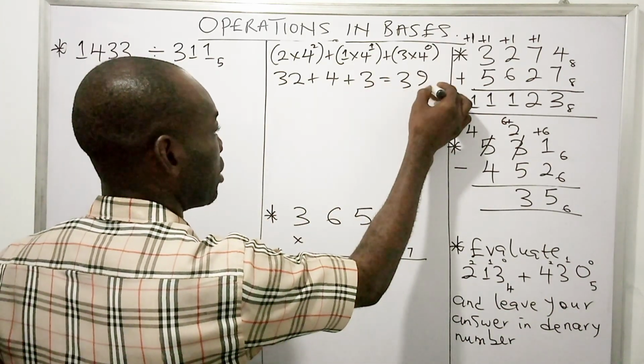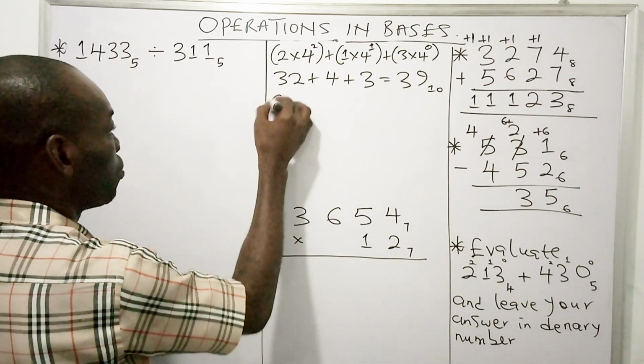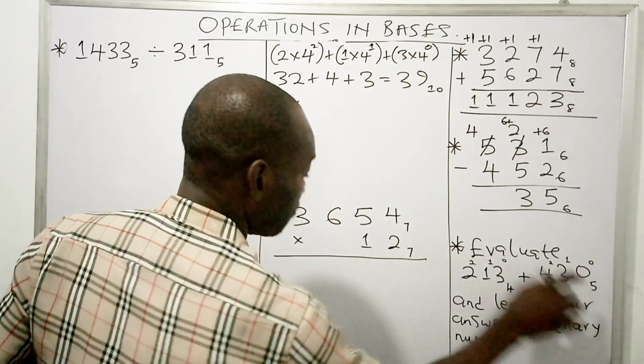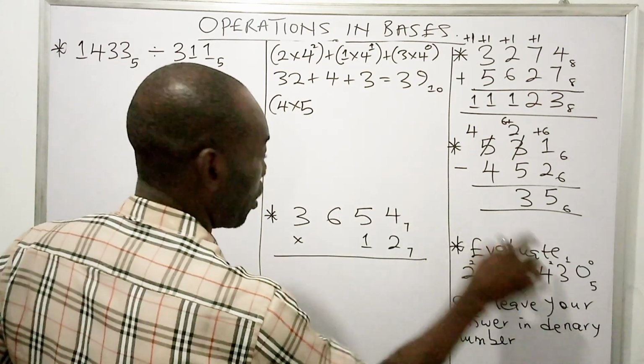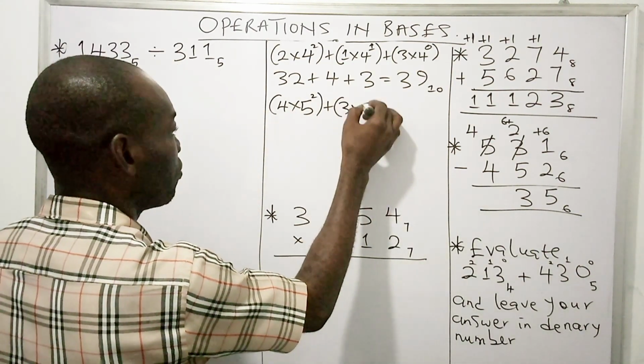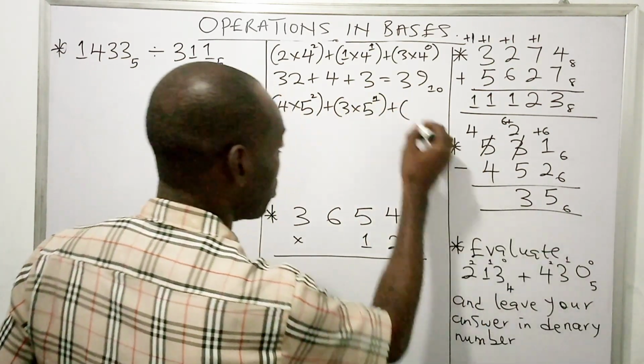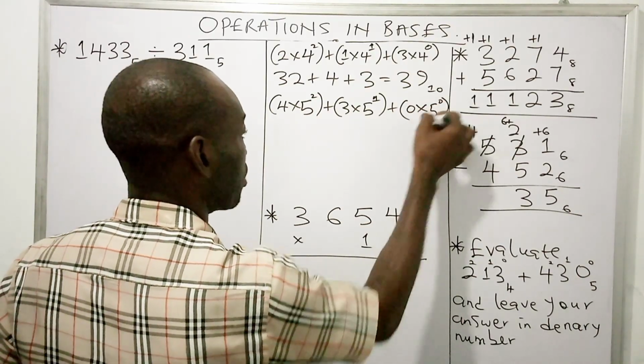So that will be 39 base 10. Then doing the same to the other number we have there, we're going to have 4 times the base, 5, raised to the power 2, plus 3 times the base, 5, raised to the power 1, then plus 0 times the base 5, raised to the power 0.